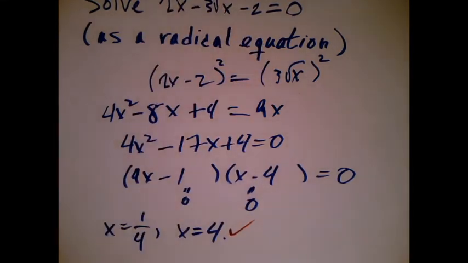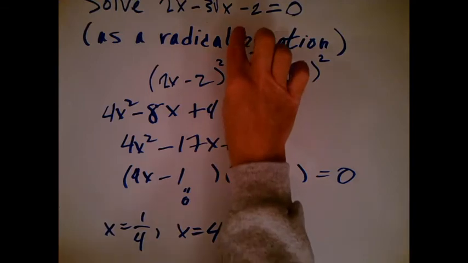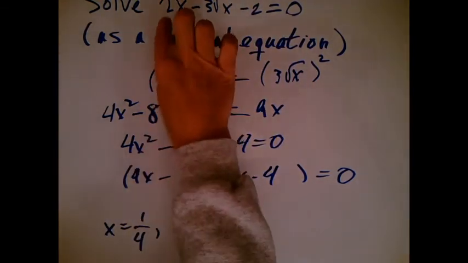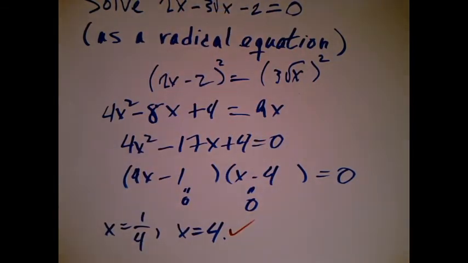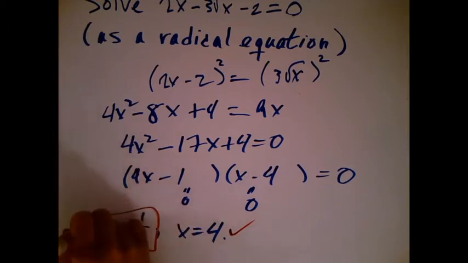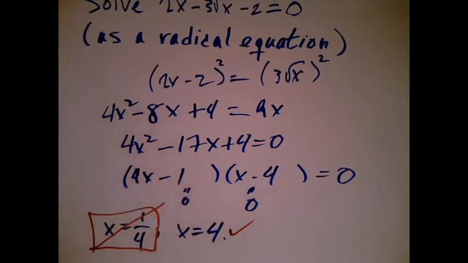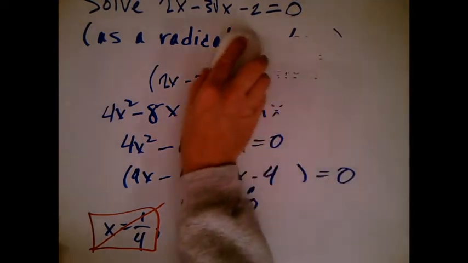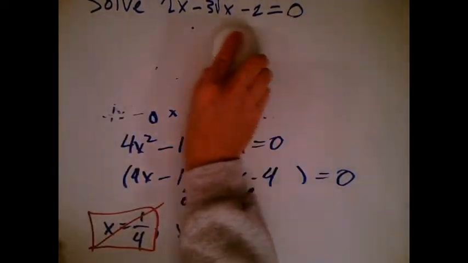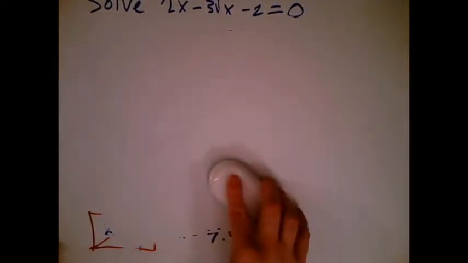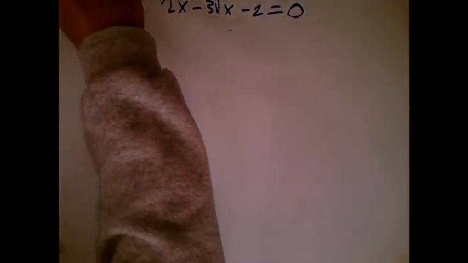Let's plug in a quarter. 2 times a quarter is a half. The square root of a quarter is a half, so I got a half minus 3 halves. That's minus 1. Minus 1 minus 2 is minus 3. That ain't 0, right? So this one is eliminated because we checked our answer, and we can see we only get one answer. So that's how you would solve it in an intermediate algebra class as a radical equation. It works. Sometimes the numbers can get huge, because when you square even medium-sized numbers, you can get monstrous numbers.